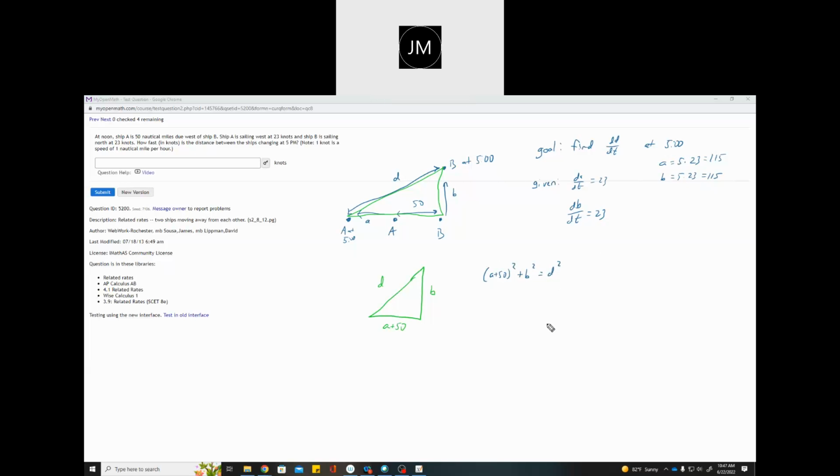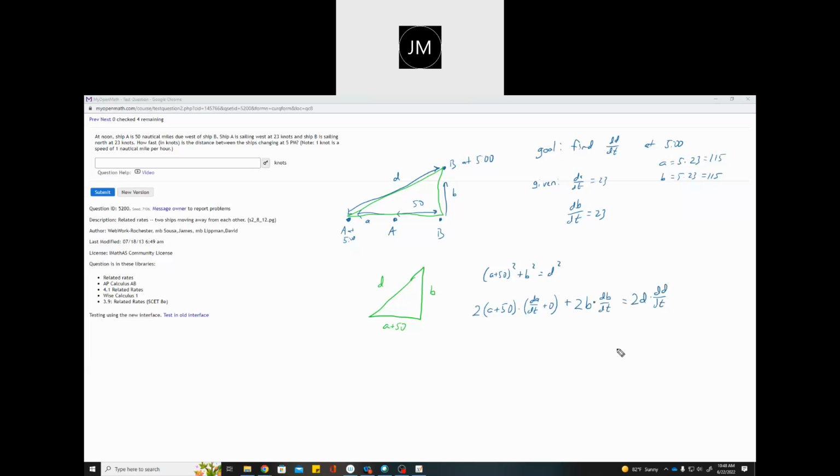Okay. Well, I want to find the rate of change of D, and I have the rates of change of both A and B, so I don't need to eliminate a variable. We can just go ahead and differentiate. So I'm going to start using implicit differentiation on everything. In this first term, we have the chain rule, so I have 2 times the inside, multiplied by the derivative of the inside. The derivative of A is dA/dt. This is A plus 50, so the 50 on its own when I differentiate gives me a 0. When I differentiate here, the 2 comes down, the inside stays the same to the power of 1, multiplied by the derivative of the inside function. And likewise on the right-hand side, 2 times D times dD/dt.